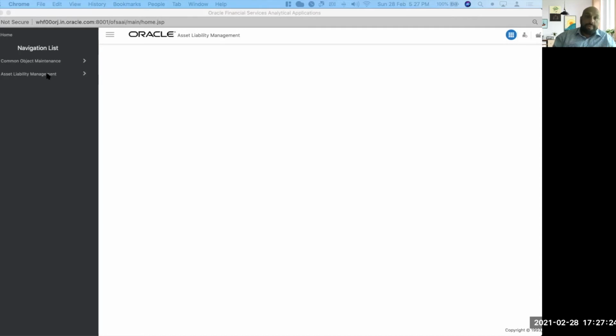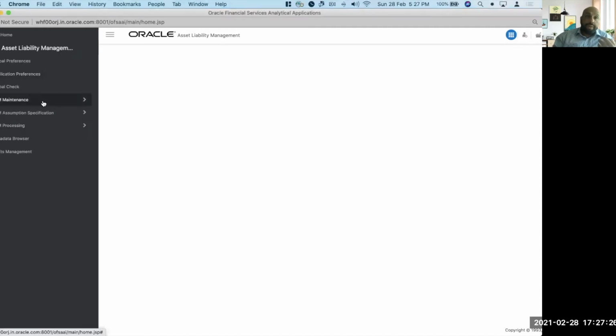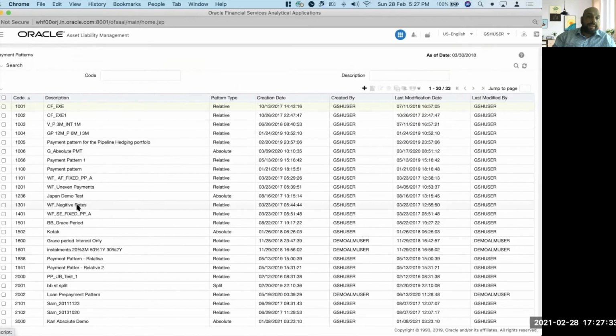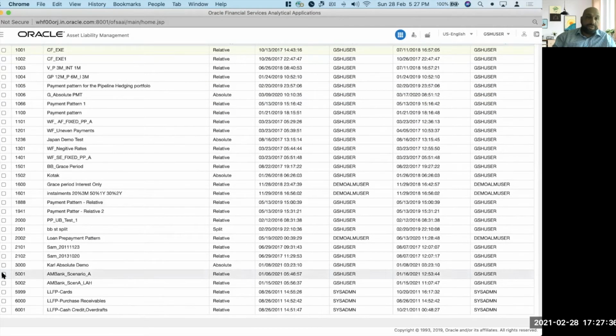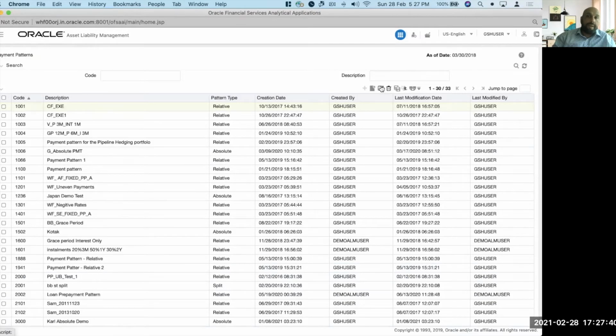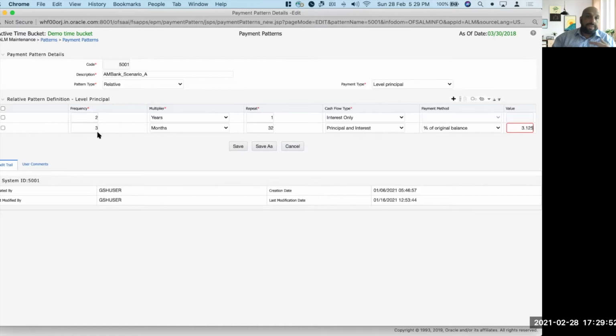You go into asset liability management, you click on ALM maintenance, you click on patterns, you click on payment patterns, and then I've already set up the scenario that I wish to. So in this case, I'm in scenario A, and let's take a look at what's in the application. Now what you see on the screen is for the first 2 years, you'll only be collecting interest. And for the next 32 quarters, which is represented by 32 and 3 months, we'll be collecting a percentage of the original balance, and I put it as 3.125%.